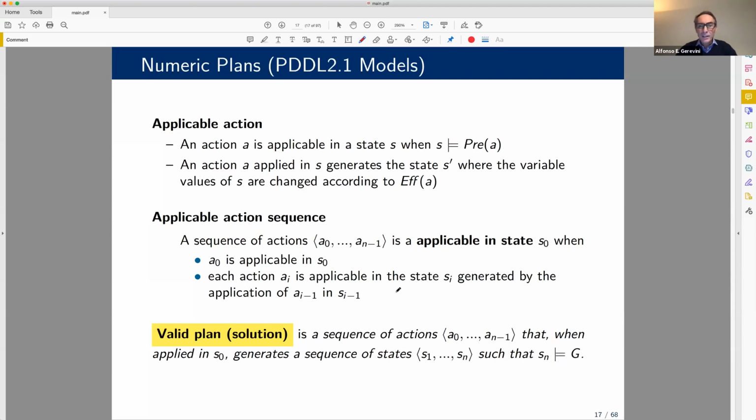An applicable sequence of actions is a sequence A0, A1, ..., AN minus 1 of actions so that A0, the first action, is applicable in the state S0, typically the initial state, and each action AI in the sequence is applicable in the state SI that is generated by the application of the previous action AI minus 1 in state SI minus 1. A valid plan or a solution is a sequence of actions A0, A1, ..., AN minus 1 that, when applied in S0, generates a sequence of states S1, S2, ..., Sn, such that in the last state Sn, G holds. So Sn implies all of G, or G is true in Sn. It's the same thing.